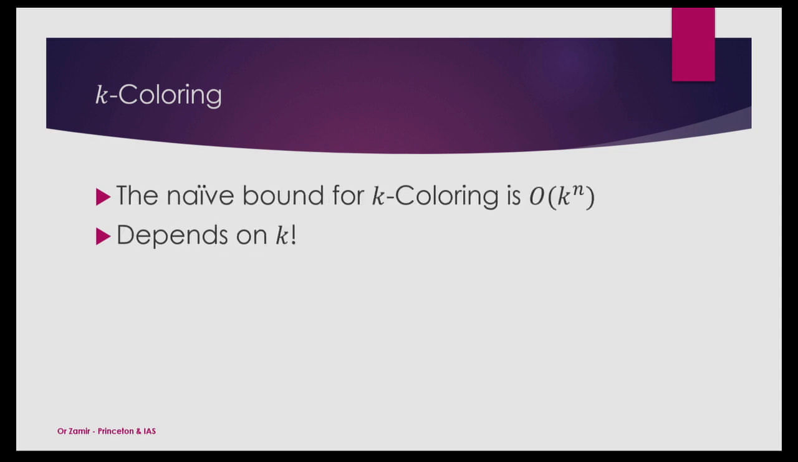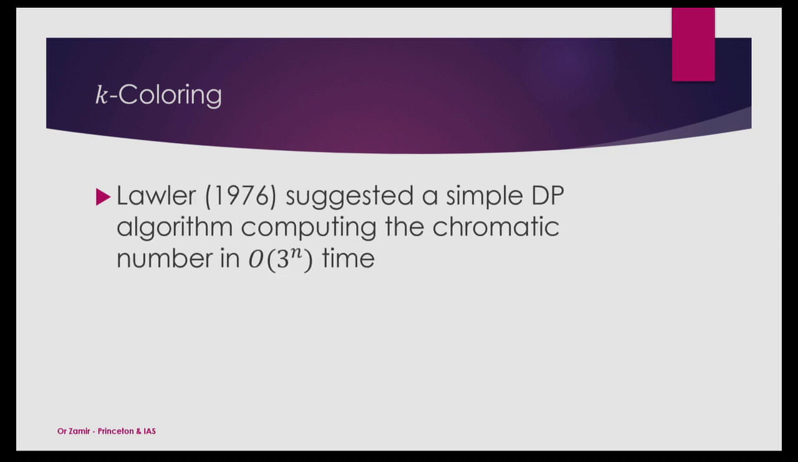On the other end, the naive running times of algorithms for coloring are not as easy to come up with as they are for SAT, or at least not as good as they are for SAT. Because if I want to k-color a graph naively by trying all possible colorings, this will take k to the n time. So this also depends on k. So for example, computing the chromatic number naively can take n to the n time, which is a lot. But this is not necessary.